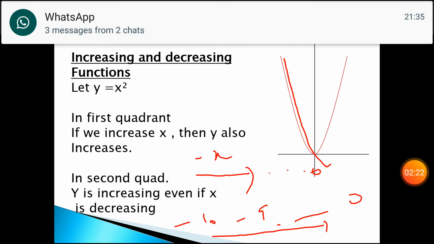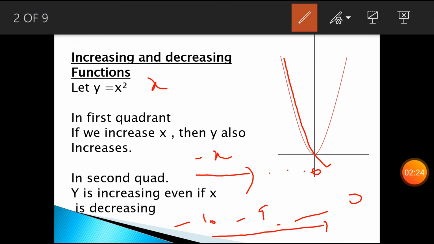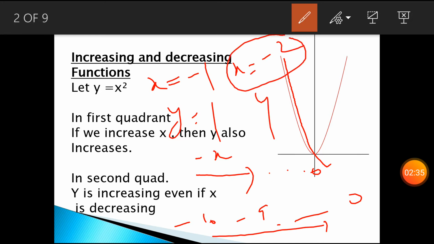In this case, you can see it here also. We put x equals minus 1, then y is 1. If we put x equals minus 2, y is 4. So clearly x equals minus 2 is smaller and x equals minus 1 is bigger. As we are increasing the value of x, going from minus 2 to minus 1, what is happening in y? y is going from 4 to 1. It means x is increasing but y is decreasing. So this is the case of decreasing. So for x less than 0, this graph is decreasing.